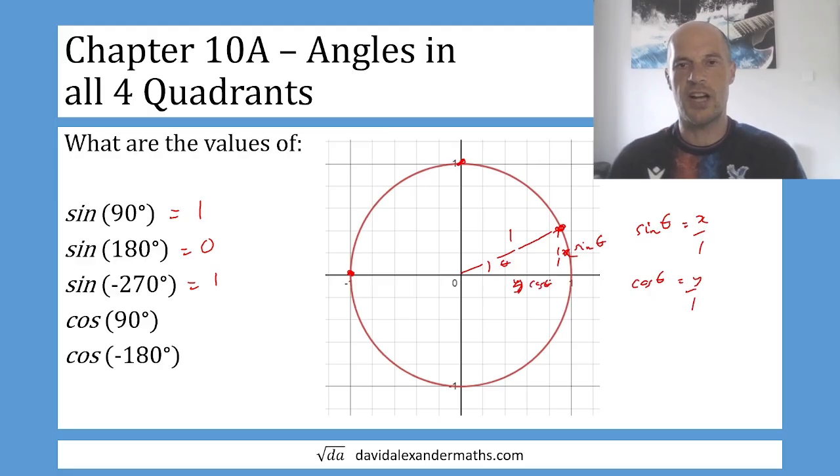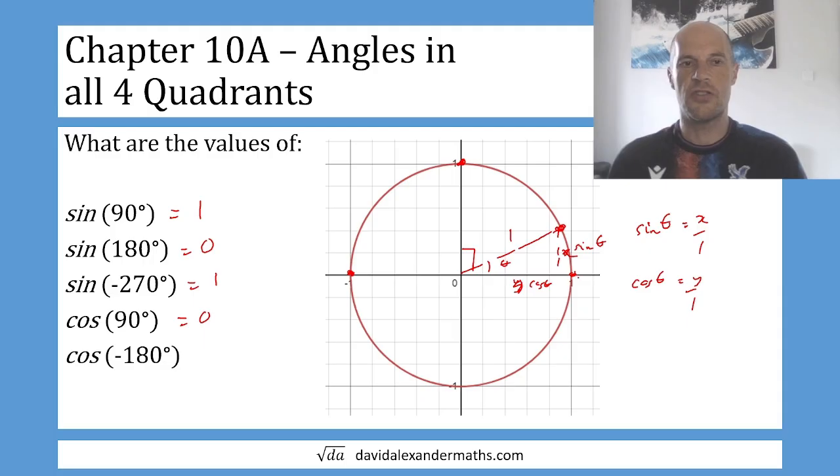So it's the width of the triangle that is the cos of theta. So what is the cos of 90? Well, if I move this point here all the way up to here, increasing the angle so it's 90 degrees, I've gone from maximum width to no width whatsoever. So therefore the cos of theta is 0.